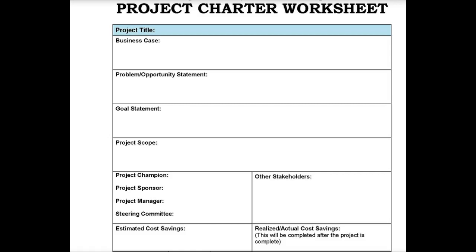Now let's look at the project champion, sponsor, manager, and steering committee. Often those are completely different people, but for me, because it's just me as their major advisor, I am this project champion. I am the one that wants to see it succeed. I'm the one pushing it forward. I'm also the one sponsoring it because it's my research dollars, my funding that's going into this. It's also my time that's going into this. And I'm managing it as well.